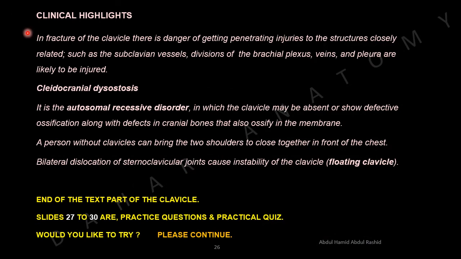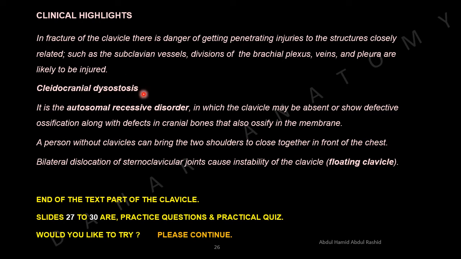Clinical highlights. In fracture of the clavicle, there is danger of penetrating injuries to the structures closely related to the clavicle. Such structures are the subclavian vessels, divisions of the brachial plexus, veins, and pleura, which are likely to be injured.